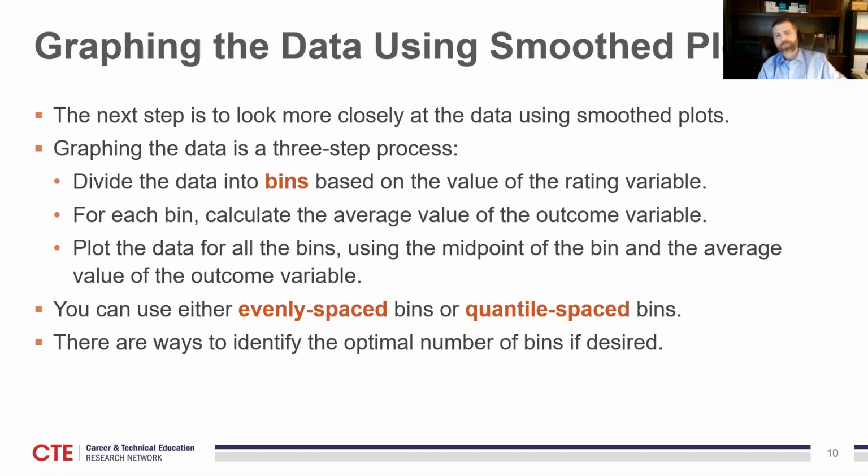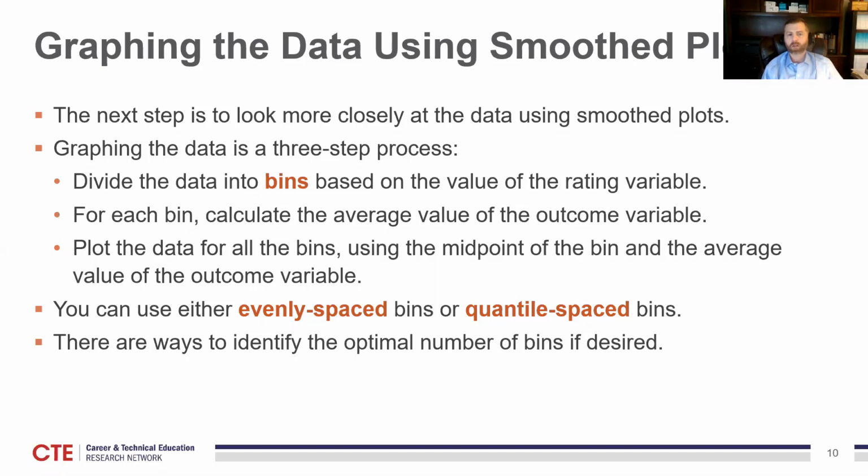The other option is to instead use what are called quantile spaced bins. The difference here is that when you're using quantile spaced bins, you're determining the width of the bins so that each bin has about the same number of observations in it. When you're using evenly spaced bins, you can imagine it might be the case that one bin has 100 observations in it and another bin has 10. When you use quantile spaced bins, you manipulate the width of the bins so that each bin would have roughly the same number of observations. So in that case, maybe you have 2 bins that each have about 50 observations in them.